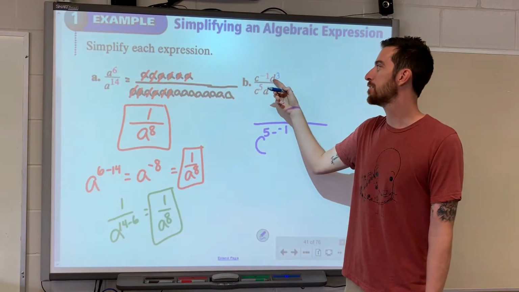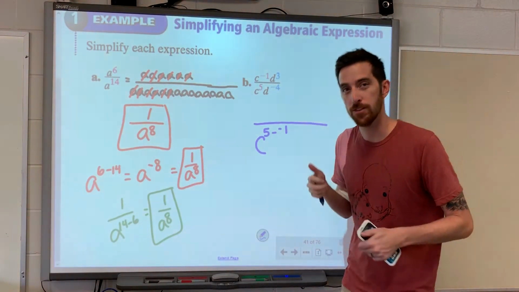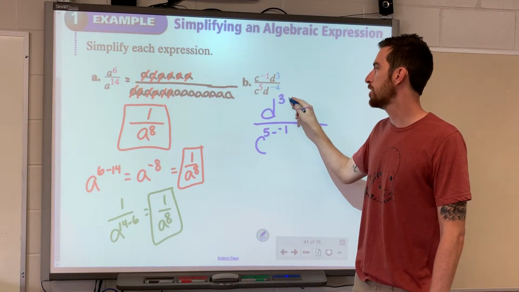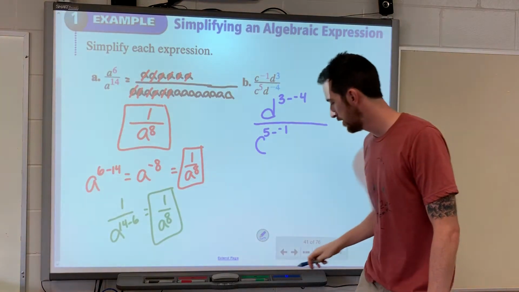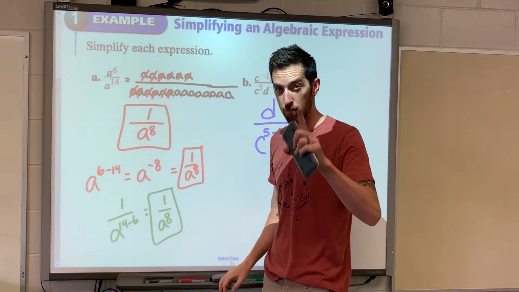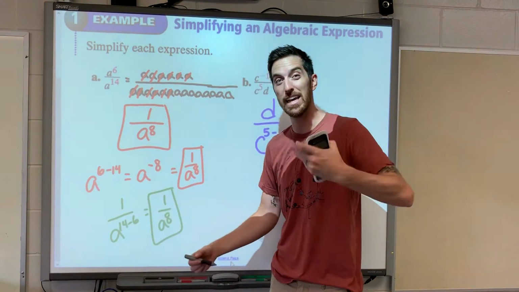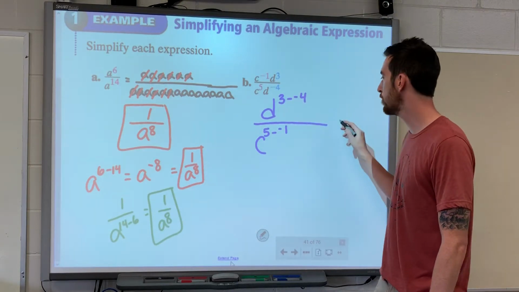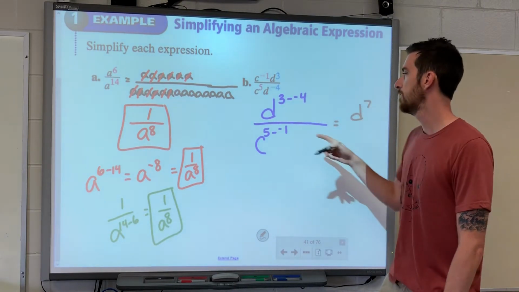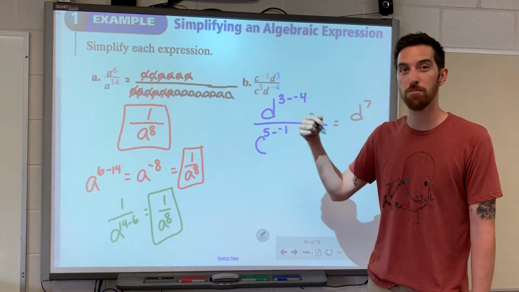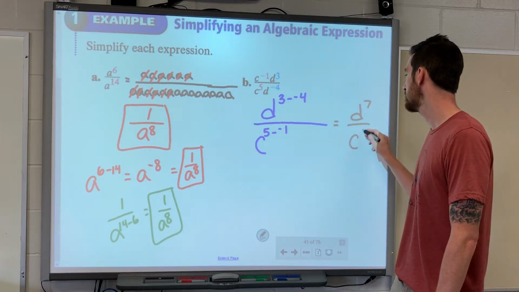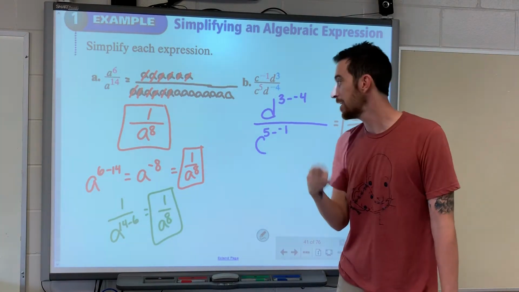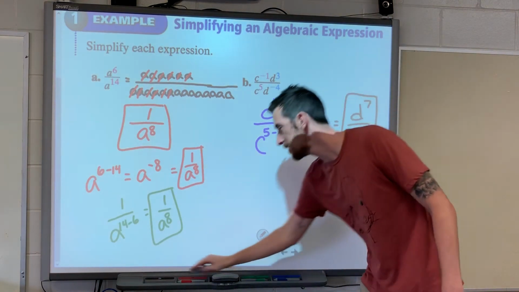D's. I have D to the positive 3rd over D to the negative 4th. So there are more on top. That is where they will remain. We have to subtract 3 minus negative 4. Minus negative. What happens with minus negative? It means you're really adding positive. So 3 minus negative 4 is the same as 3 plus 4, which is 7. 5 minus negative 1 is really 5 plus 1, which is 6. So there were 6 more C's in the denominator. There were 7 more D's in the numerator.